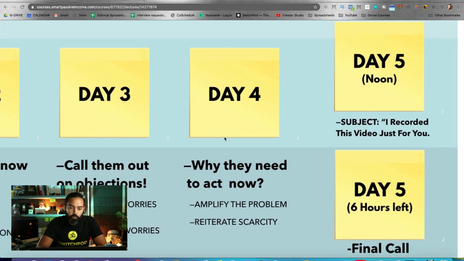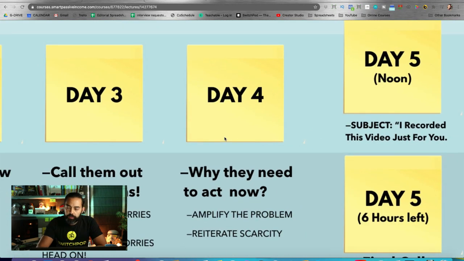Day 4, why they need to act now. Here's the truth. If you don't give people a reason to make a decision now, they will not make a decision. Our job as marketers is to help people get to a decision-making point one way or another. I would much rather have people go, all right, well, this is not for me, and I know that, and I'll try it out next time. Or, yes, this is for me, let's get it now.